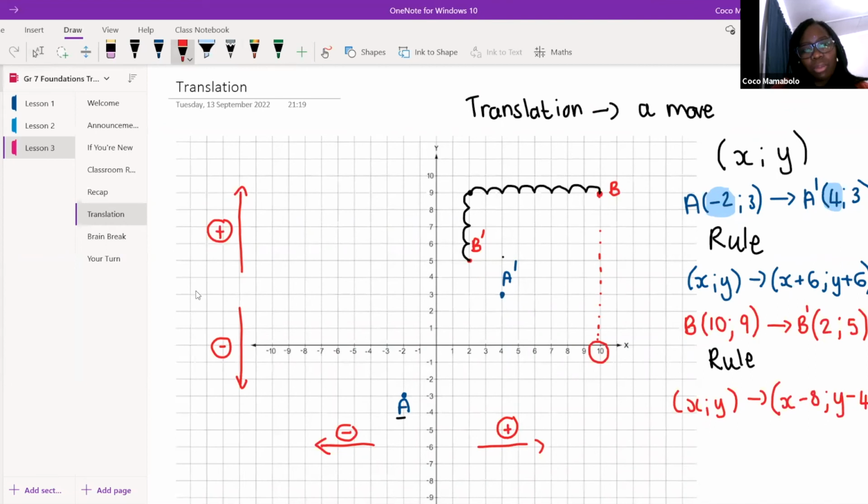Do you guys think we can do one more example? Okay, let's do one more. I think we can do one more example. All right. Okay, so here is your new coordinate. We're going to call it C. I want you guys to pop in the chat the coordinates for C, please. Tell me, what are the coordinates for C? Tell me in the chat.